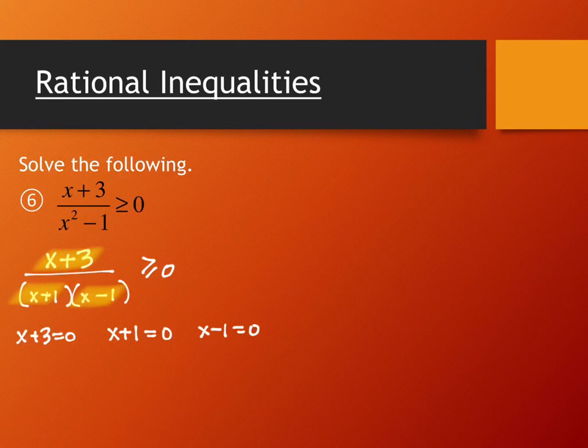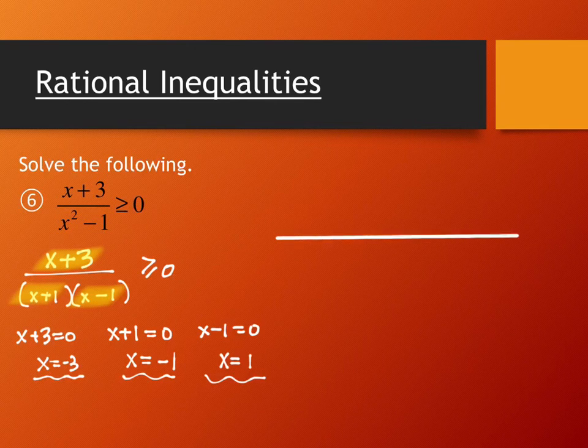So the first one, x plus 3 equals 0. What does x equal? -3. I shouldn't bracket it in. We're not giving answers. We're just using these. How about the second one? X plus 1 equals 0. -1. And the third one? +1. These 3 points now will go on a number line.